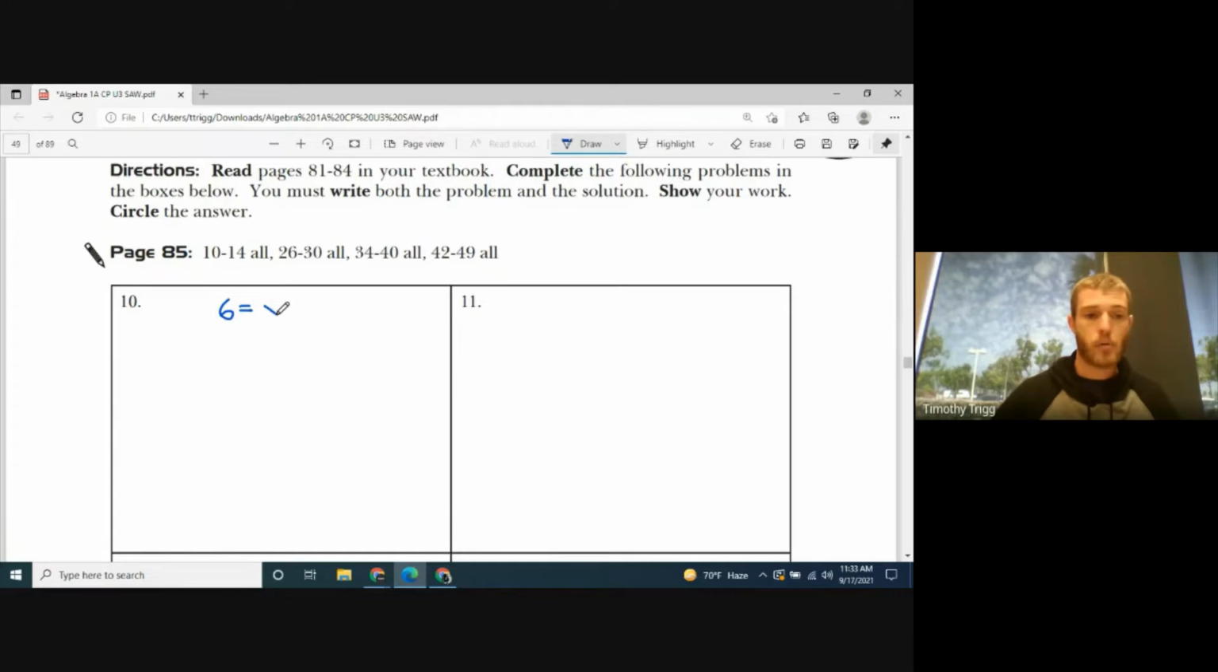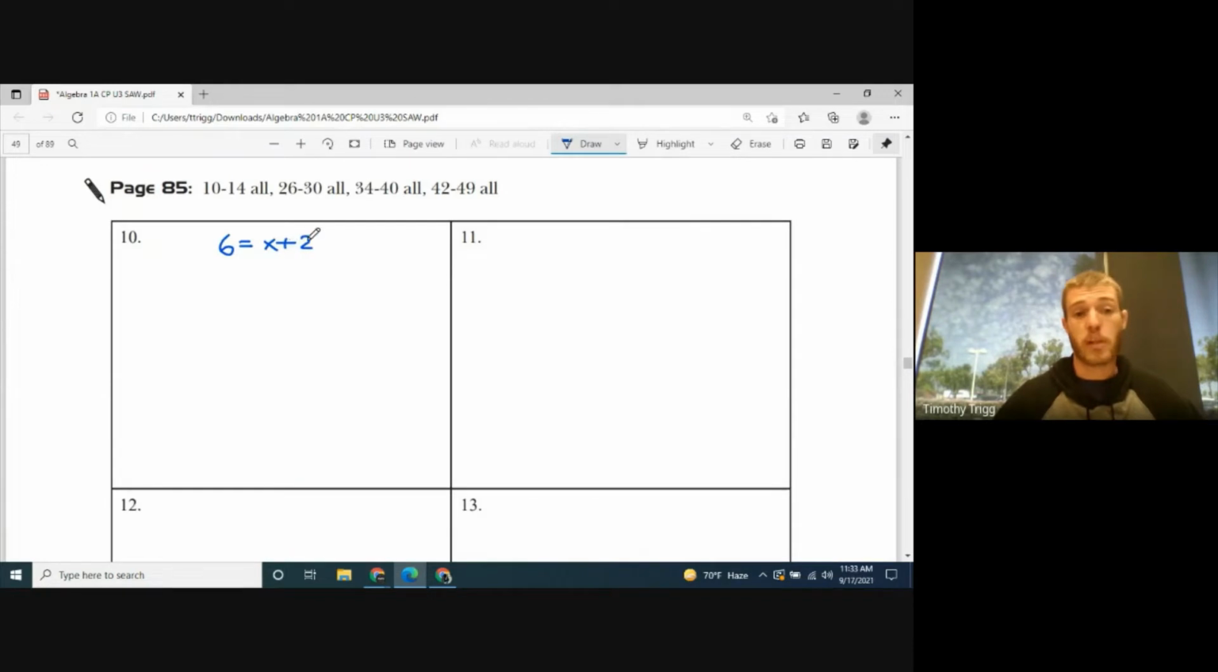So here we have 6 equals x plus 2, and your goal for these problems is to solve for x. So you're trying to get x by itself. Now, to cancel out this plus 2, you subtract 2 from both sides of the equation, both sides of the equal sign. Here we have x on the right, and then 6 minus 2 is 4. Okay, so 4 equals x.